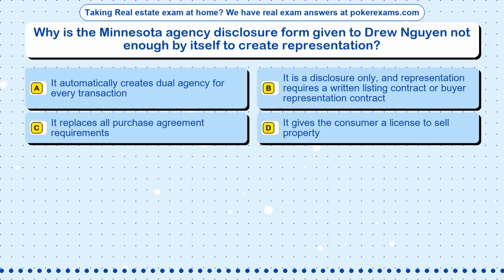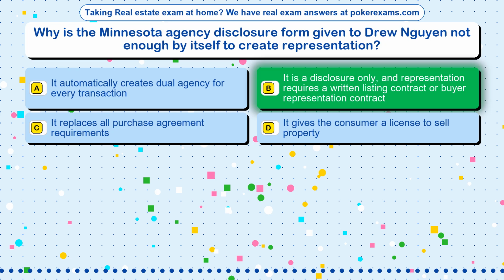Question 86. Why is the Minnesota agency disclosure form given to Drew & Gwynn not enough by itself to create representation? Option A, it automatically creates dual agency for every transaction. Option B, it is a disclosure only, and representation requires a written listing contract or buyer representation contract. Option C, it replaces all purchase agreement requirements. Option D, it gives the consumer a license to sell property.